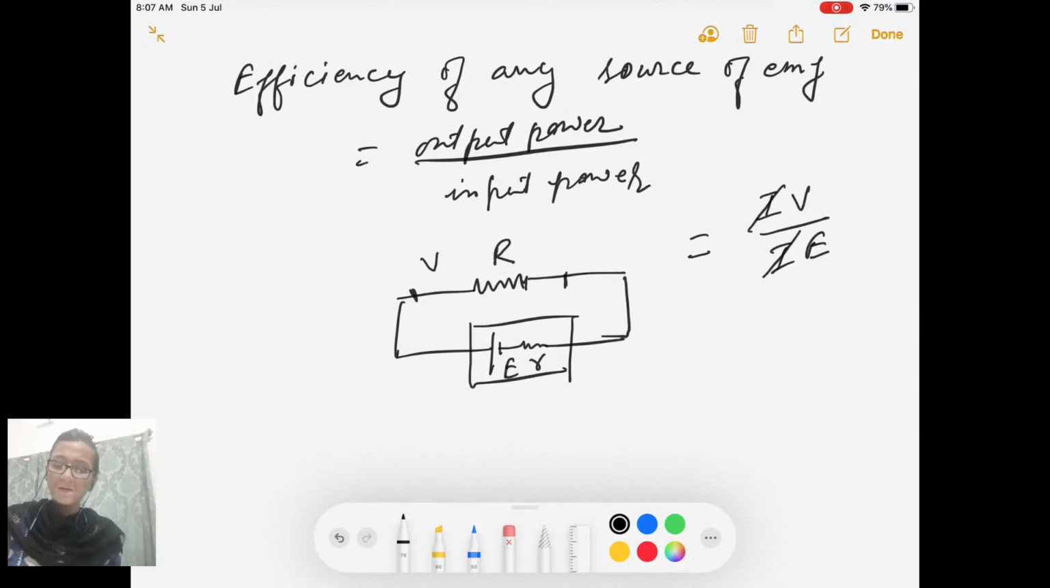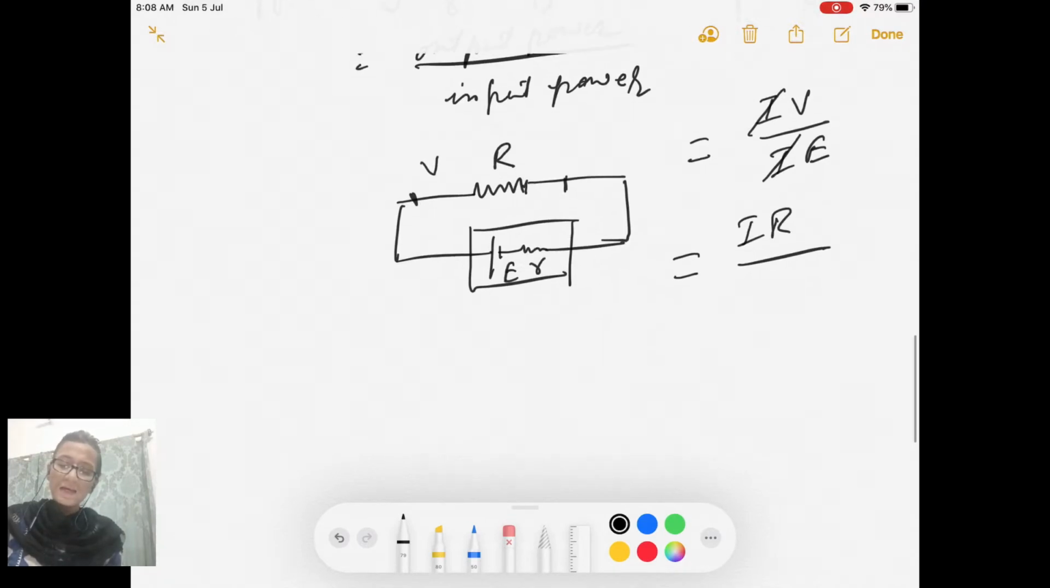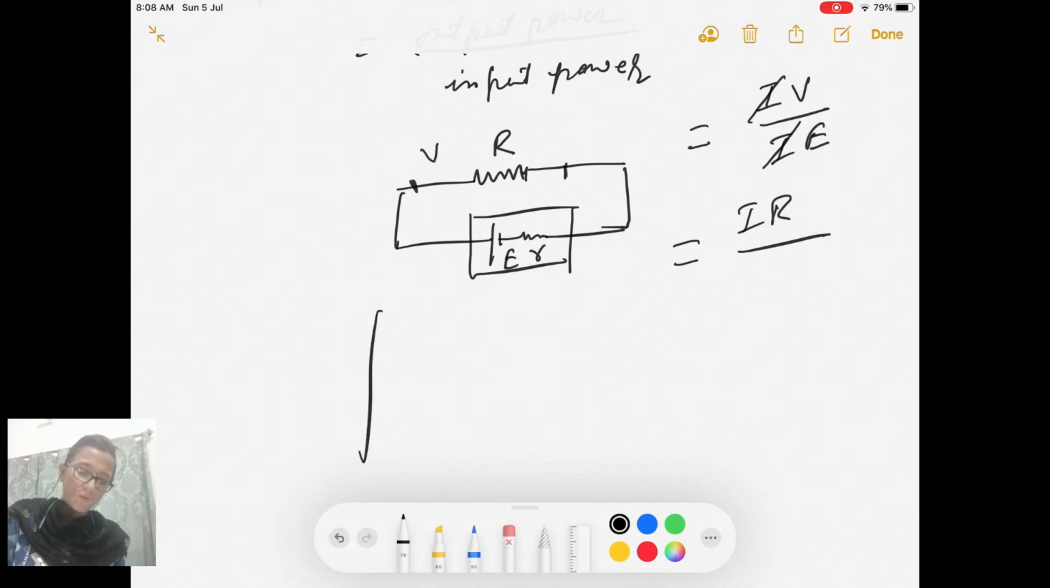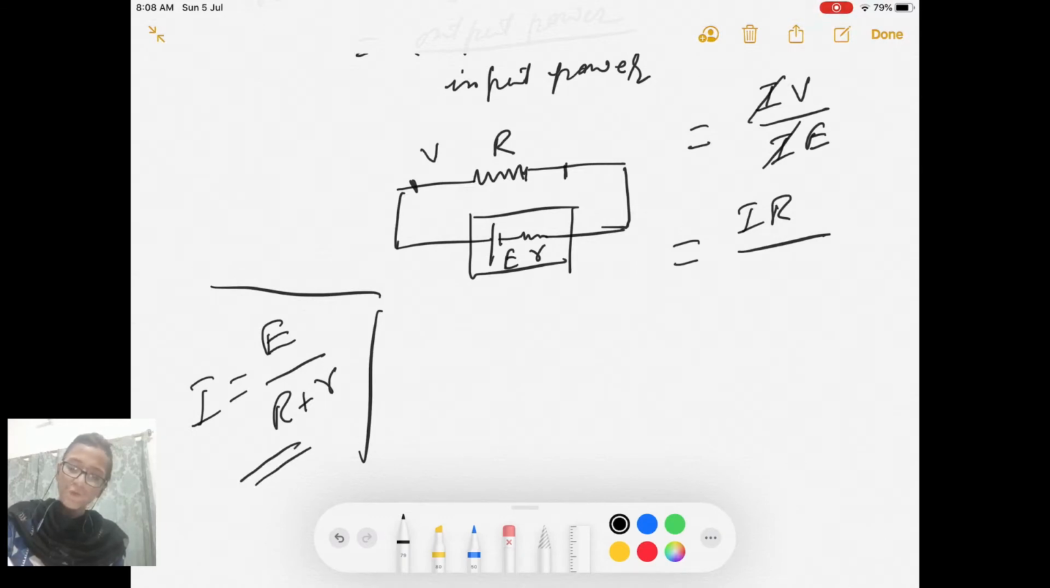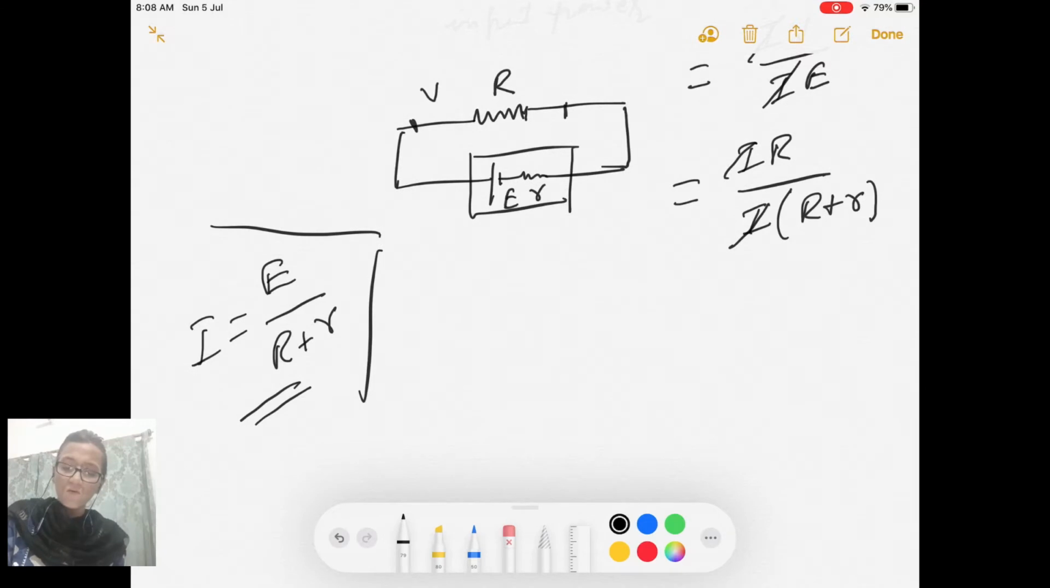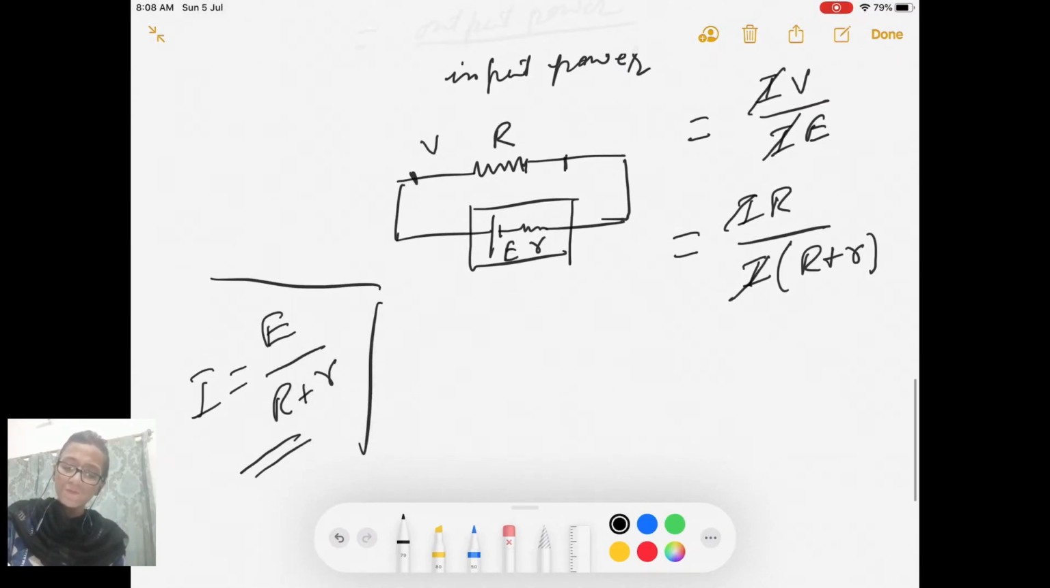I is cancelled, and this is equal to V is equal to IR, and E is equal to, okay, from equation I is equal to E upon R plus internal resistance r. Therefore from here E is equal to I into R plus r. So this is your efficiency of a source of EMF, R upon R plus r.